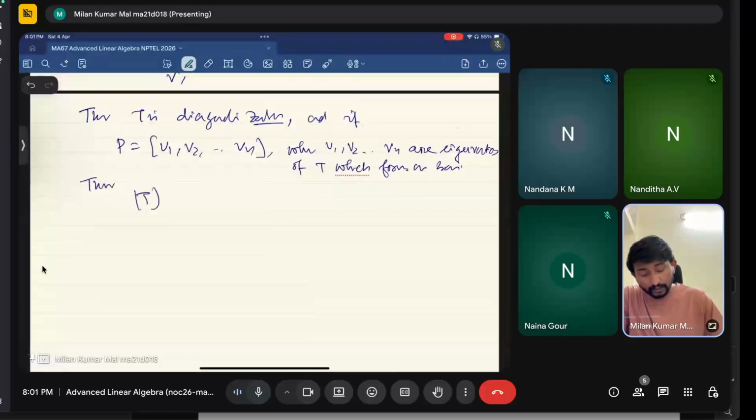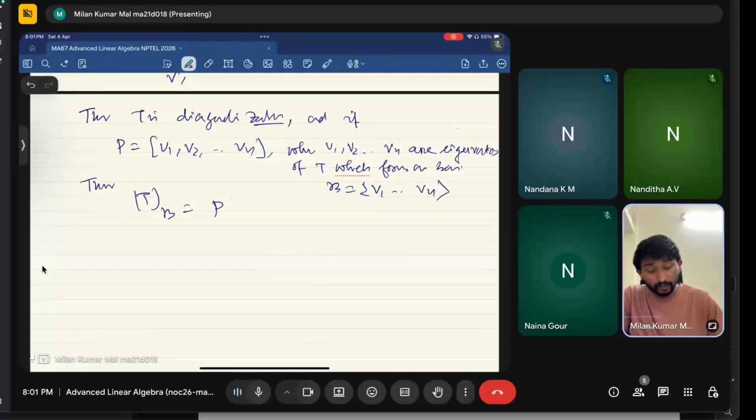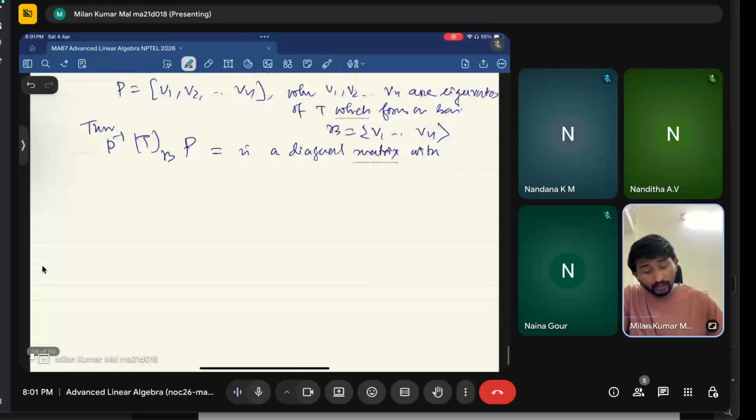then the matrix representation of T with respect to this basis B, where B is equal to V1, V2, ..., Vn, is P inverse T P. This is a diagonal matrix with the eigenvalues as its diagonal entries.